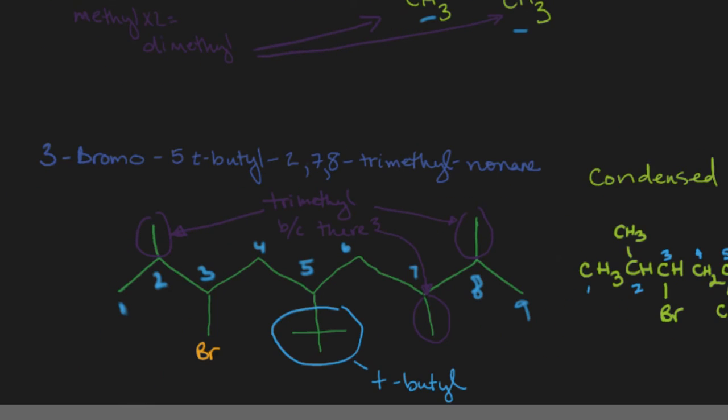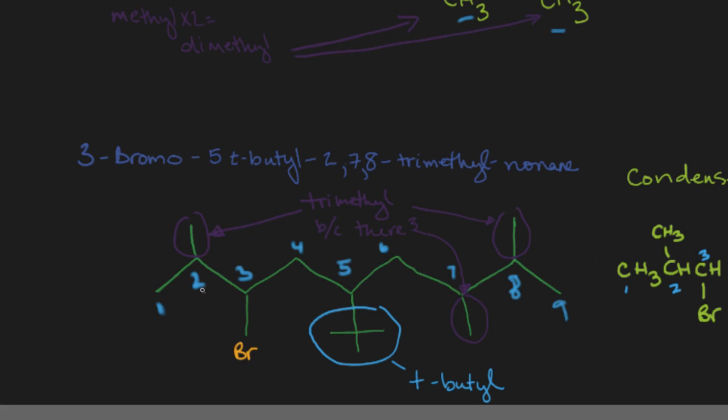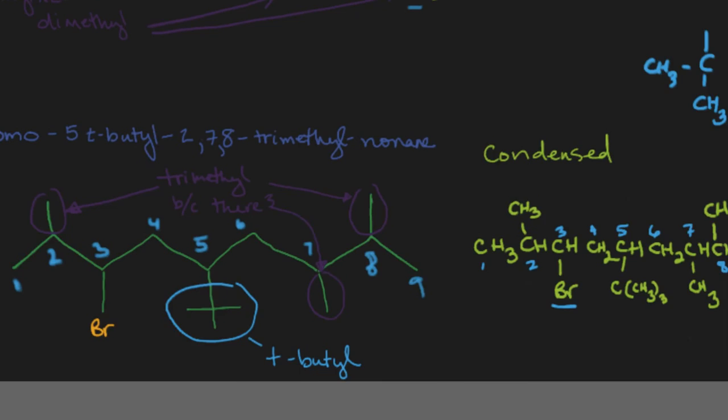So the line angle formula should be similar. We have a 2, 7, 8 methyl, good, trimethyl because there's 3. And then there's a bromine on the 3rd carbon, and I didn't mention that on the condensed formula, but it's right here. And then there's the T-butyl group represented by that cross-like shape there. All right? So that's basically it with line angle formulas.